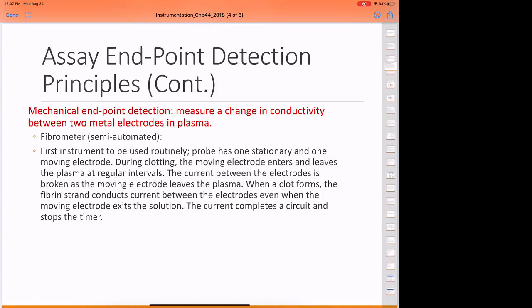The fibrometers were the first instruments to be used routinely. It had a probe with one stationary and one moving electrode. During clotting, the moving electrode would enter and leave the plasma at regular intervals. The current between the electrodes was broken as the moving electrode left the plasma. When a clot formed, the fibrin strands conducted a current between the electrodes, even when the moving electrode was exiting the solution. The completion of the circuit led to the timer being stopped, and that's what it meant to detect a clot. This is a mechanical endpoint method of detection.